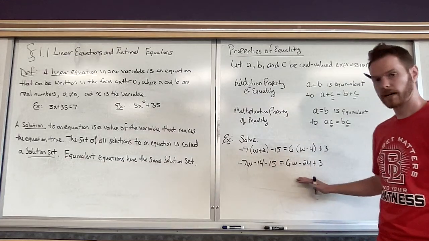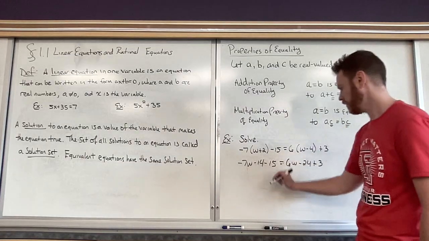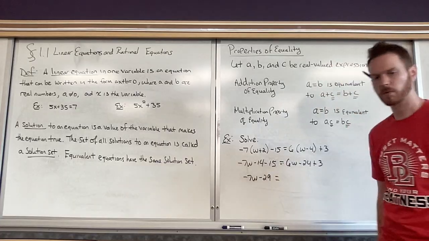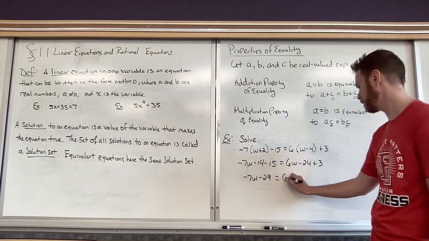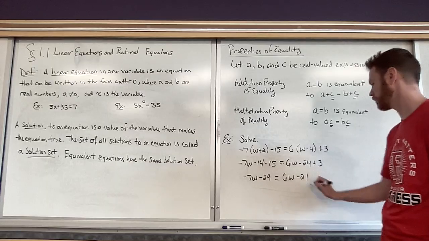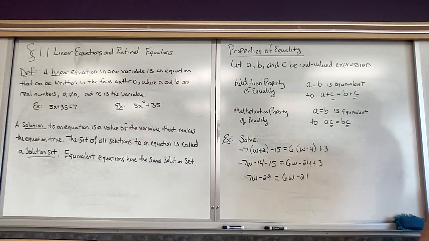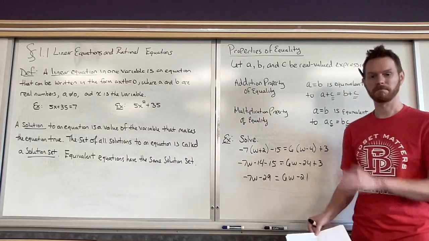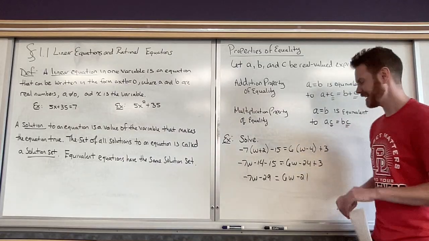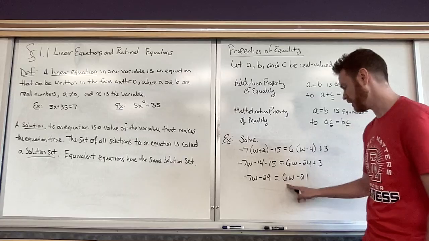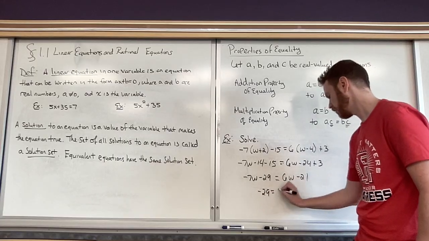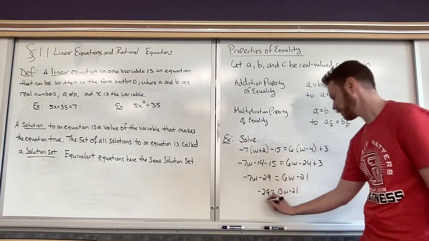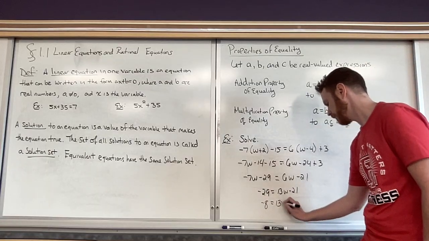Combine terms on both sides, and then we can start moving things around. So on this side, I can combine the 14 and 15 to get -29. On the other side, I can combine the -24 and 3 to get -21. It's a preference, but my preference is to actually have the variables not be negative, okay? I think it's a little bit easier, so I'm going to add 7w over. And then add 21 to the other side, we get -8.